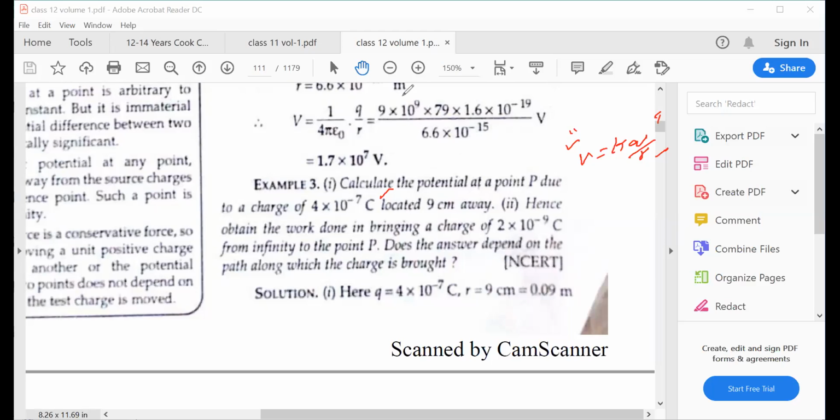Yes, Niveda, super, correct. The answer is 4 into 10 power 4. K is 9 into 10 power 9, and the charge is 4 into 10 power minus 7, divided by the distance squared, which is 10 power minus 2. The 9s cancel. So it is 10 power minus 7 minus 9.